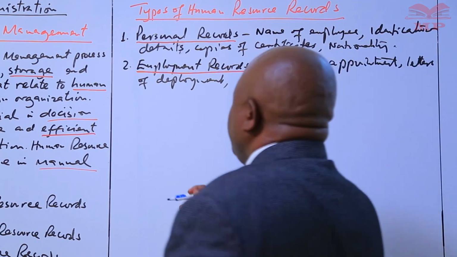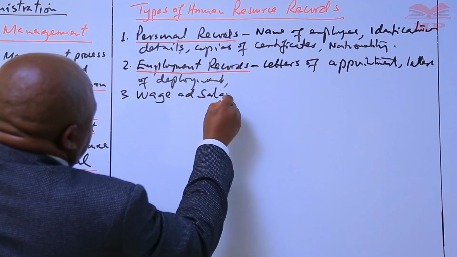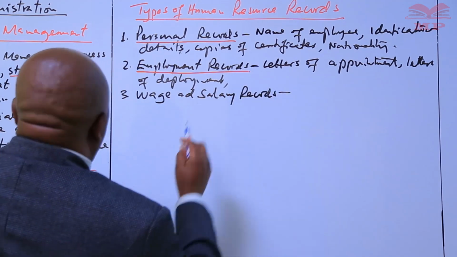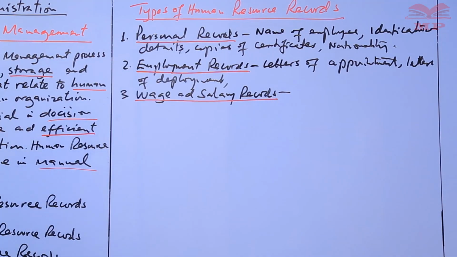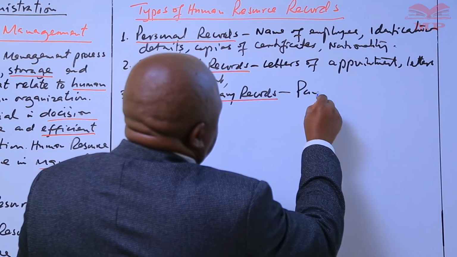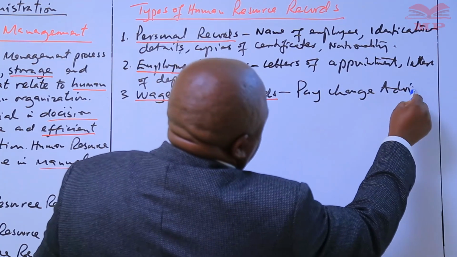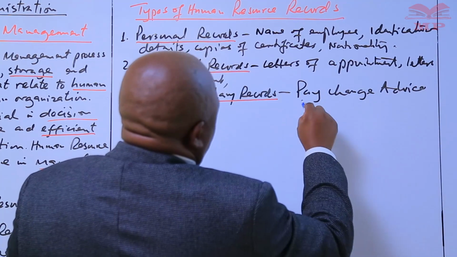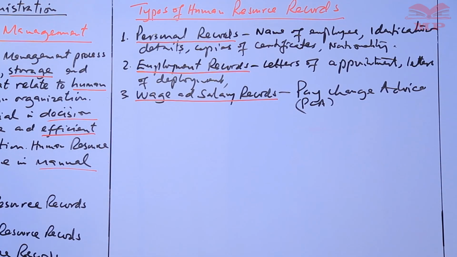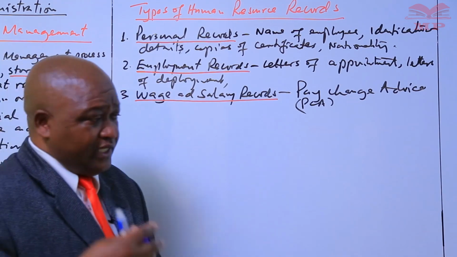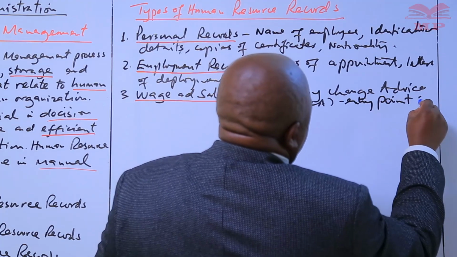Then you also have wage and salary records. And when it comes to wage and salary records, some organizations have what you call a pay change advice, or what they popularly call PCA. So this PCA is the one that will provide the wage and salary records of this particular employee, at which level, for example, entry point, and progression.